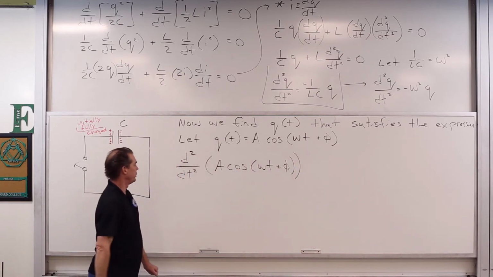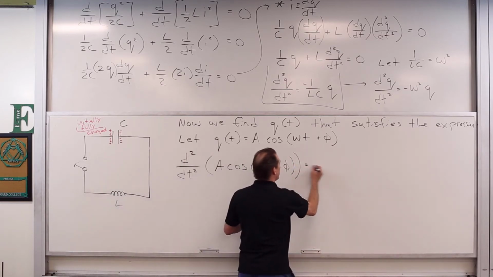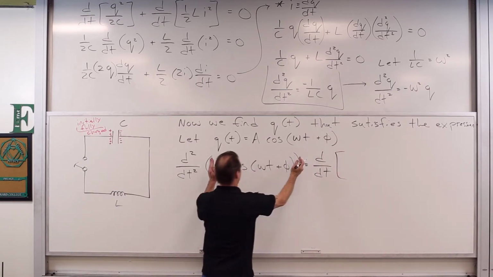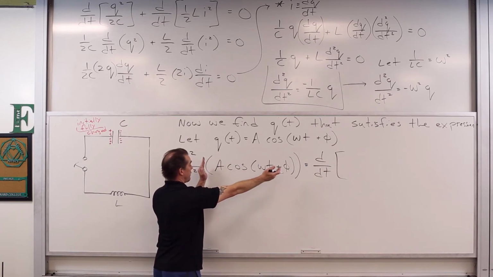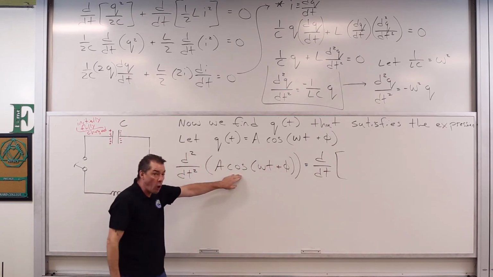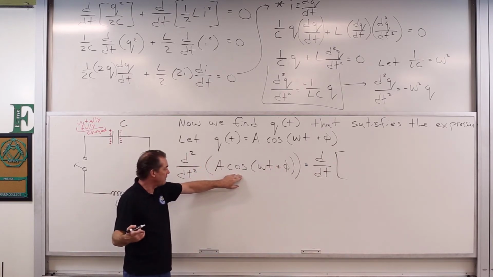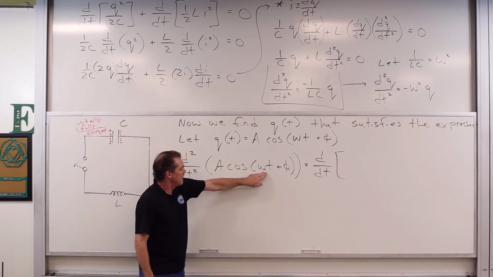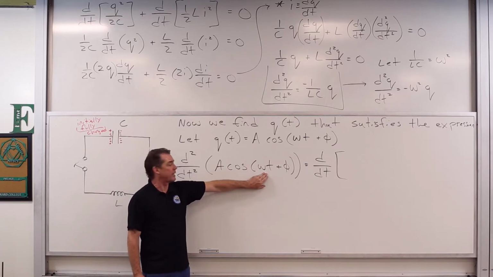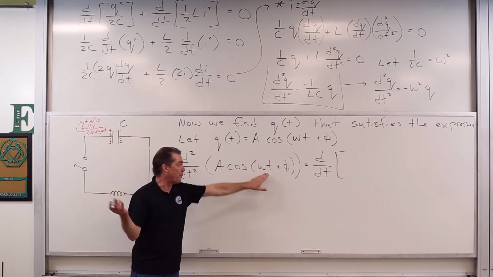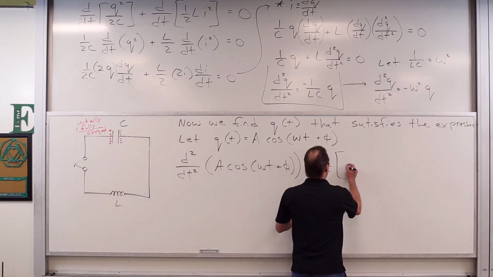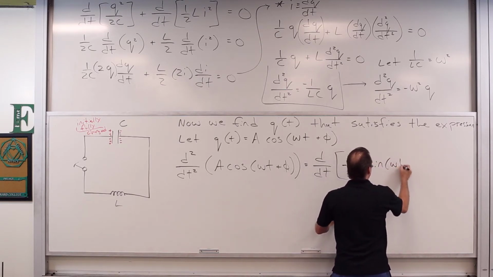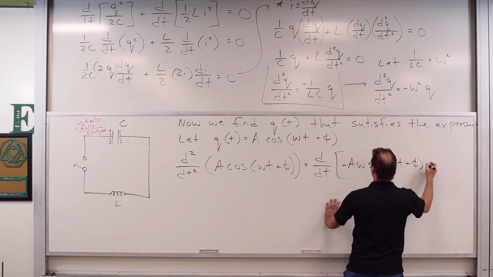What's that going to be equal to? Well, let's take the derivative of this. The derivative of cosine is a negative sine. So we'll have a negative A times the sine of omega t plus phi, and then we have this interior portion. We take the derivative of omega t, and that just gives us omega. So we get negative A omega sine of omega t plus phi.